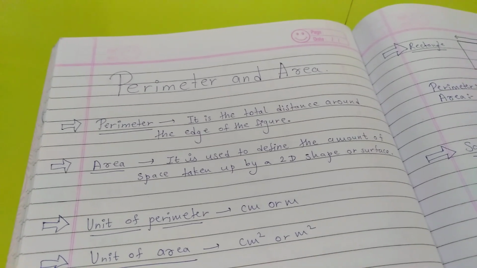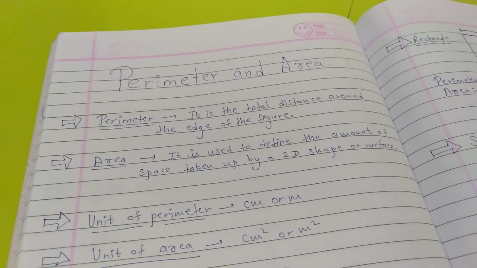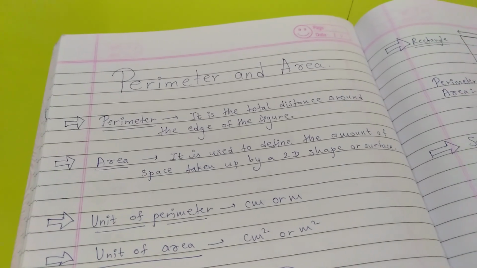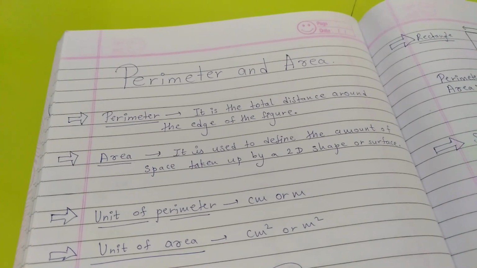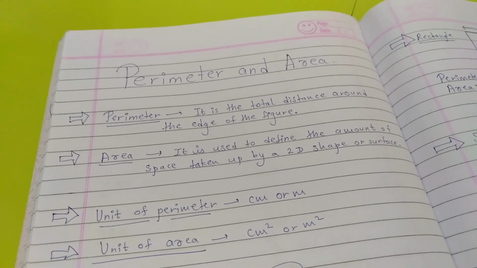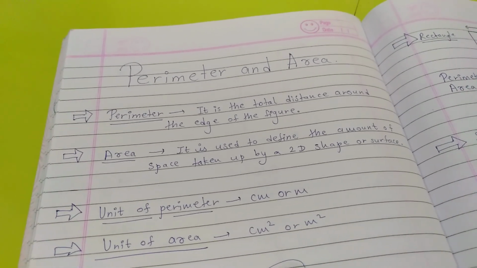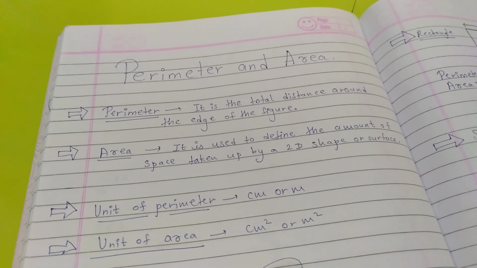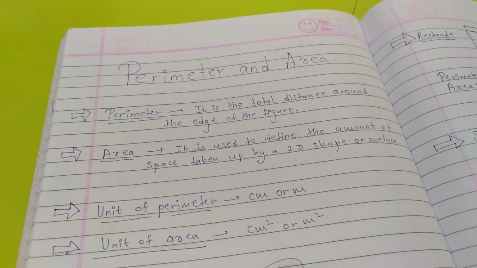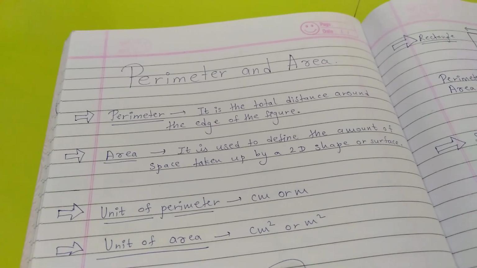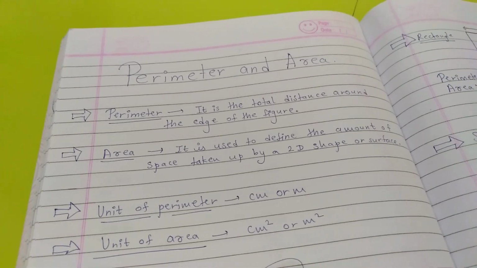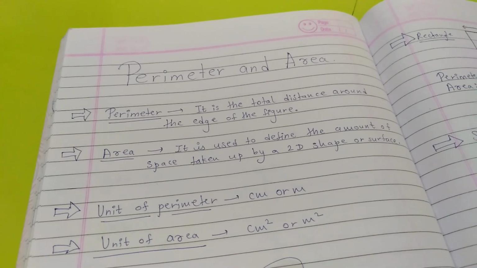Hello guys, in my earlier videos I have covered the topic linear equation in two variables. Now in today's video I am going to cover a very basic concept, the topic named perimeter and area. Before moving on to the definition of perimeter and area, I'll tell you two basic rules which you should keep in mind while finding perimeter and area of a figure or a surface.